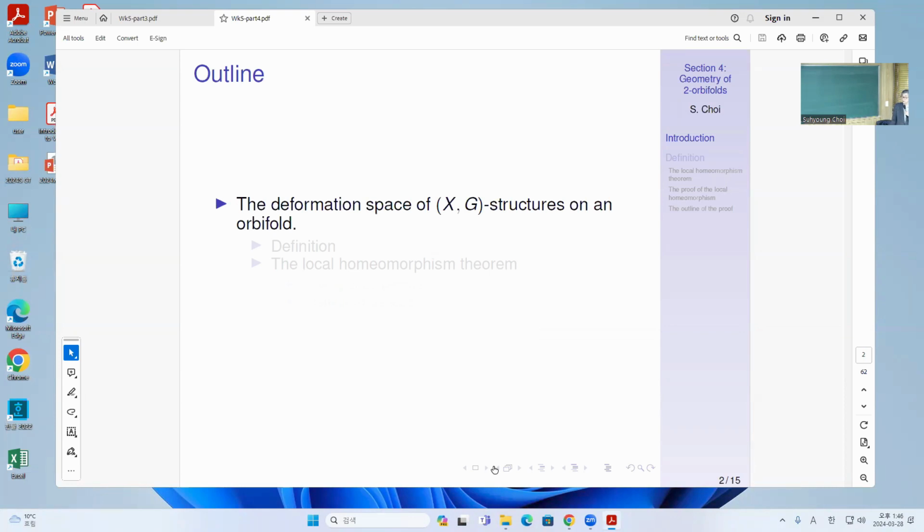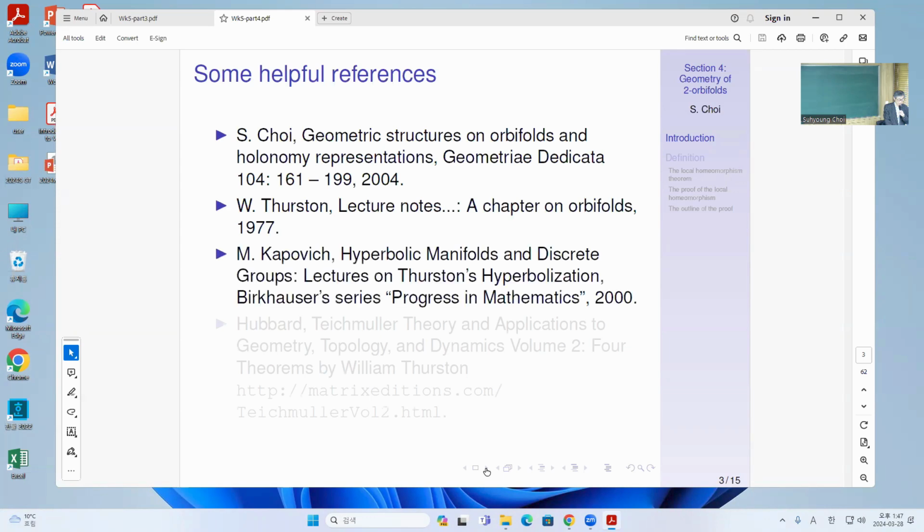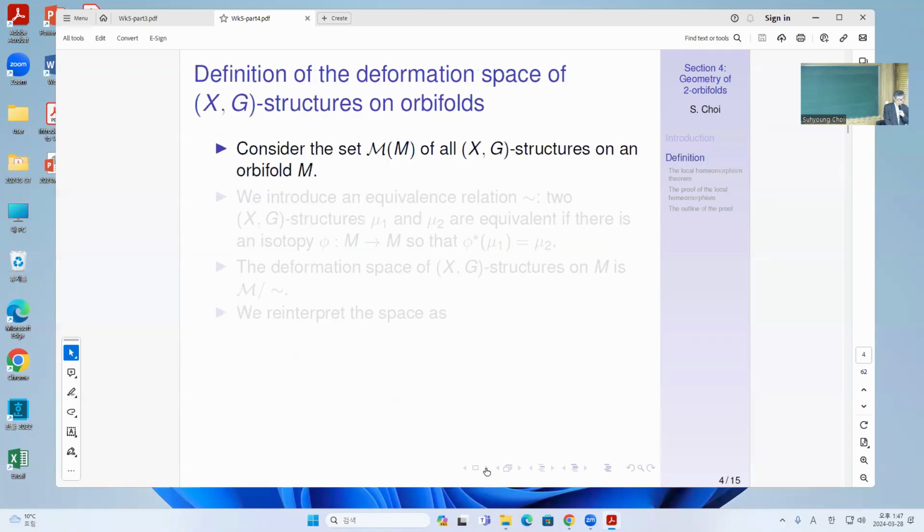So now we go to the deformation spaces of XG structures on orbifolds. We'll first give the definition, the local homeomorphism theorem, the isotopy lemma, and the outline too. This is sometimes called the Ehresmann-Thurston principle. I think Ehresmann first did this. Okay, so these are the references you should look at, and also books.